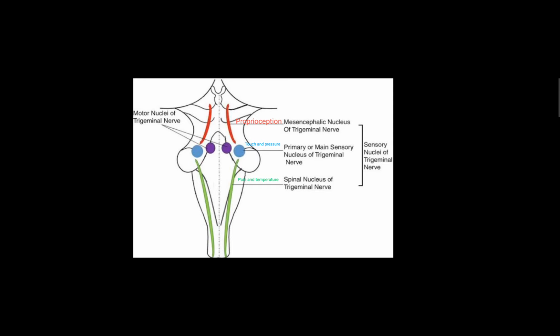Pain and temperature. So, how will we remember which sensations are carried by which nuclei? First, we will remember it point to point. P and T. The first point is related to the mesencephalic and sensory nuclei, and then again we have P and T. So, mesencephalic nucleus: proprioception; primary sensory nucleus: touch and pressure; and then spinal nucleus: pain and temperature. Remember point to point sensations by the trigeminal nerve.